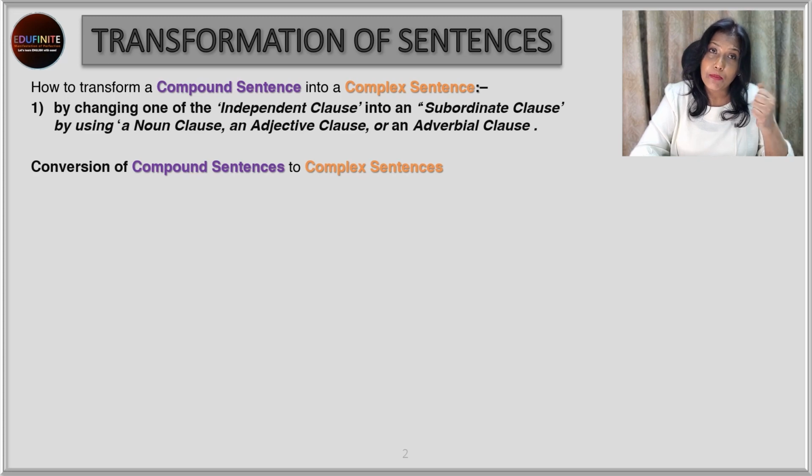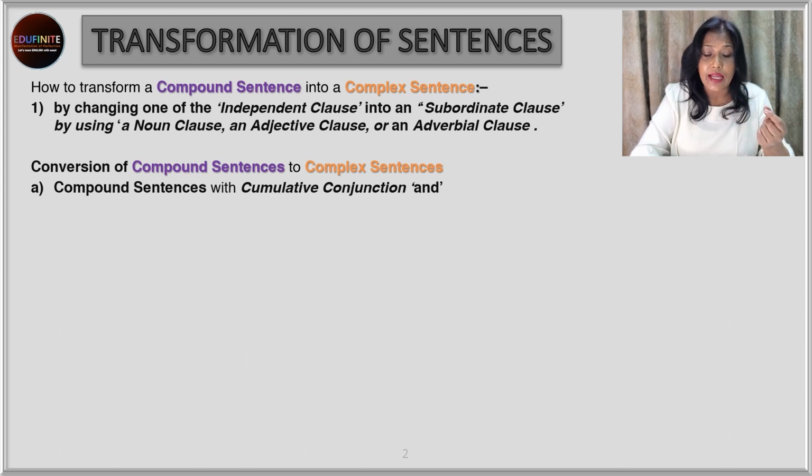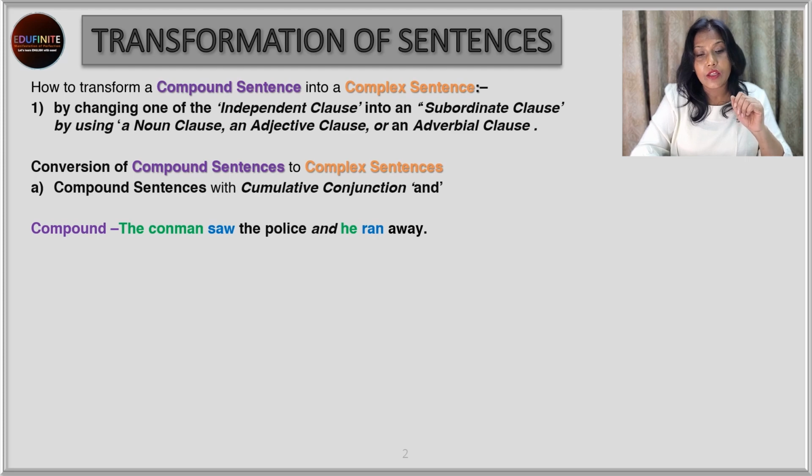Now, conversion of compound sentences into complex sentences. So a compound sentence with cumulative conjunction and. So first we'll focus on that. Now let's look into some of the examples. The con man saw the police and he ran away. So here, since this is a compound sentence, we have two independent clauses, and one of them is the con man saw the police. So this gives us the whole meaning by itself, and it has a subject and a verb. And the next part, he ran away, also expresses a complete meaning.